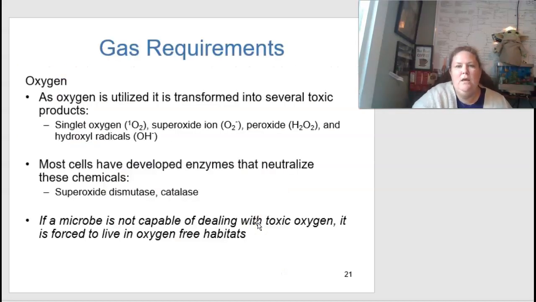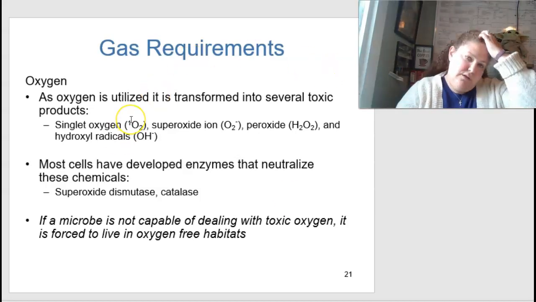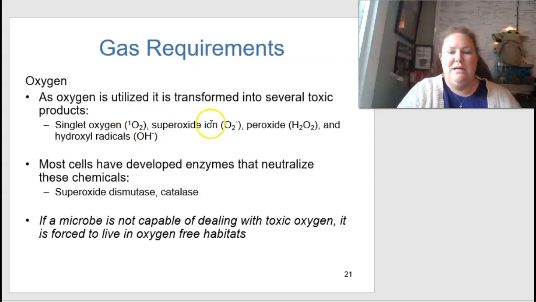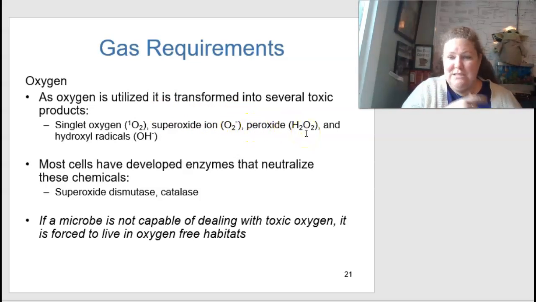Talking about gas requirements, when we're looking at oxygen, as oxygen is utilized, it's transformed into several different toxic products. We have a singlet oxygen, we have a superoxide ion, and we have peroxide as well as hydroxyl radicals. A singlet oxygen is denoted because it has the one up in the upper left-hand corner. A superoxide ion has an extra charge, so it's O2 minus. Peroxide is like hydrogen peroxide, H2O2.